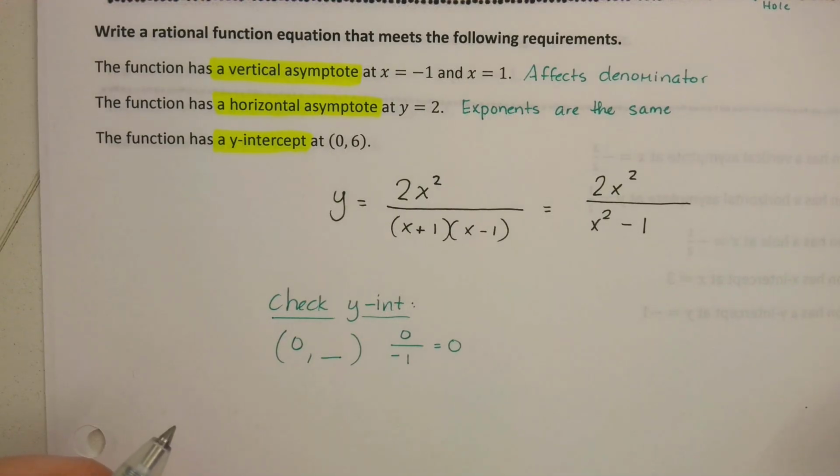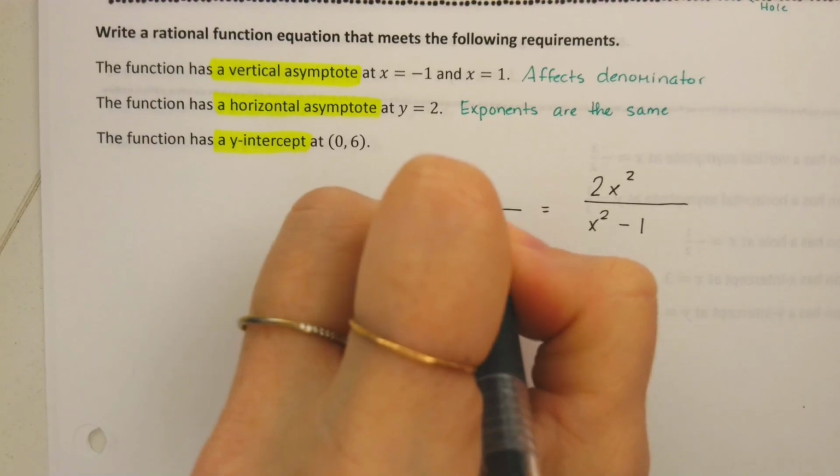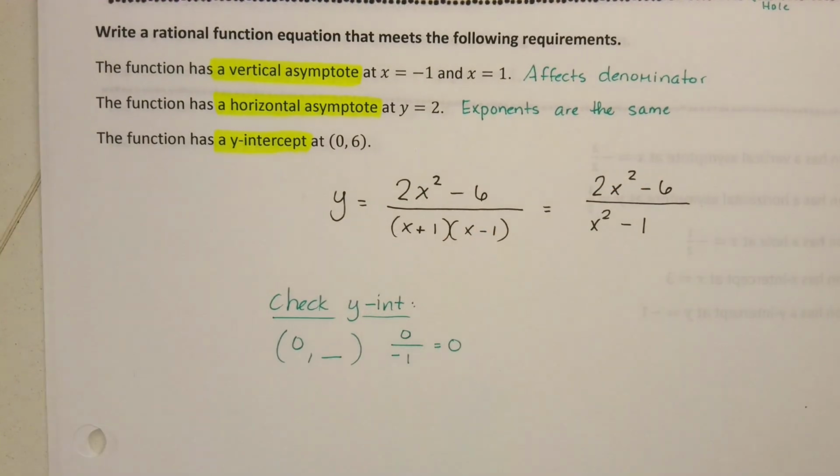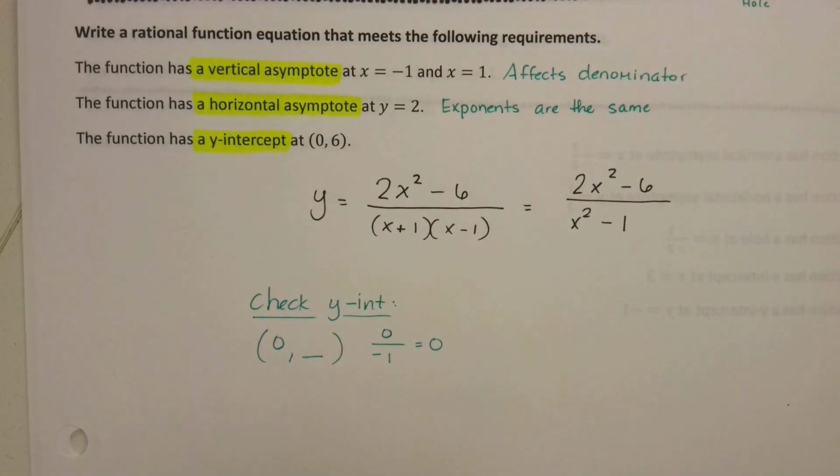You can divide. You just can't divide by 0. It can't be on the bottom. So does it have the right y-intercept right now? No. But we can add something to the top to make this have the correct y-intercept. What do we need to add to the top? A negative 6. I'm going to write it in and then we'll check it.